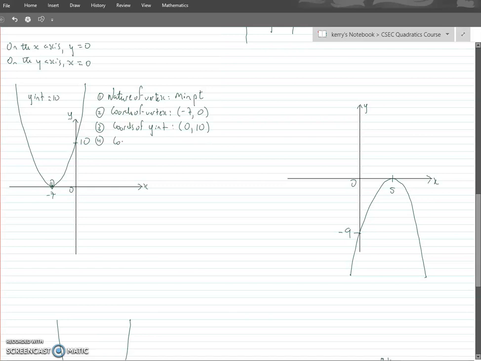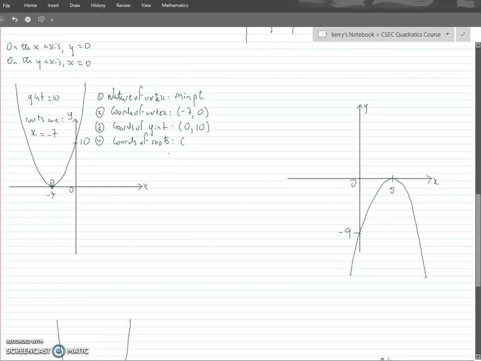Number 4, we want the coordinates of the roots. Right, so what are the roots? The roots are where the graph cuts the x-axis. So this one is a special type of graph. In this one here, the graph only touches the x-axis at one point. So I'll write down something here about that in a little bit.